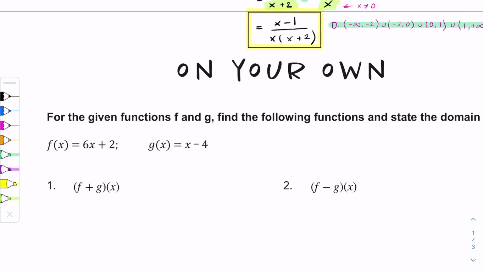Okay, I'm going to go over the on your own section. I'm going to do this without explaining anything, so you can either watch here and check my answers, or you can go to my answer key on my website and see the answers there.